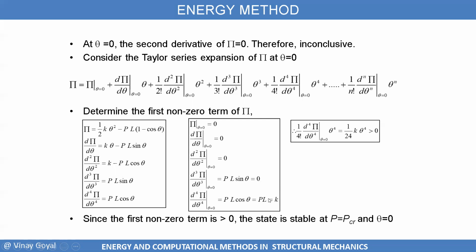But P again is K over L, so at theta equals 0, this is P times L, so I get only K. And obviously, when I look at that fourth variation, I get 1 over 4 factorial, the fourth derivative of pi with respect to theta to the fourth, at theta equals 0, times theta to the fourth. And this is clearly greater than 0. K is greater than 0, 1 over 24 is greater than 0, and theta to the fourth is greater than 0, close to theta. So therefore, we have a stable state right when buckling occurs.